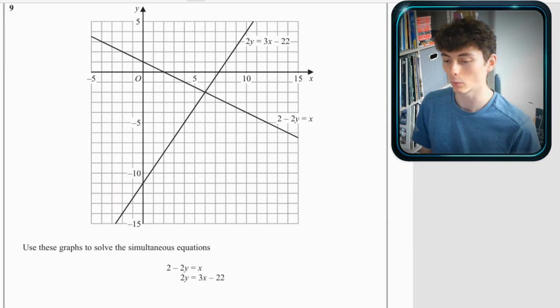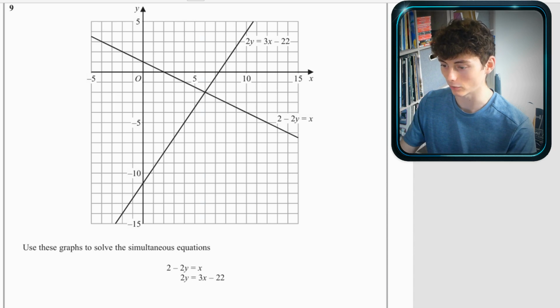Okay, question 9, we have simultaneous equation graphs. These are usually quite difficult, so let's have a look at what's going on. We've got these two equations both plotted on this graph. Luckily this one isn't too difficult because, as you can see, we have 2y and 2y in both of these equations. Obviously this one is a minus 2y, but that shouldn't be an issue.